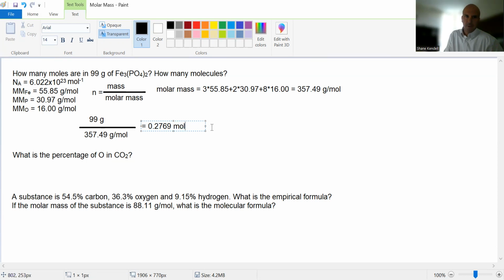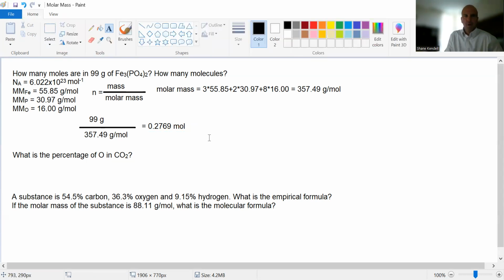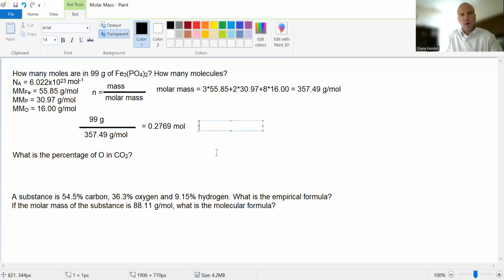Okay, that's the first part of the problem. The next part of the problem is asking how many molecules. And so the number of molecules is going to be the number of moles multiplied by that Avogadro's number.